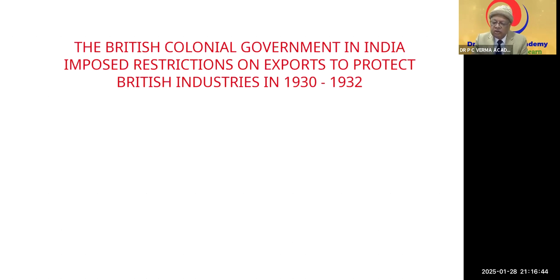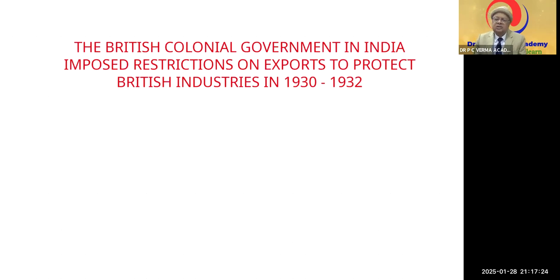Key principles behind it were protection of British interest, discrimination against Indian industries, and selective protection. The examples of this discriminating protection are cotton textile industry in British India, jute industry, British India, tea in British India. British government provided protection to Indian tea industry, which is largely owned by British planters.